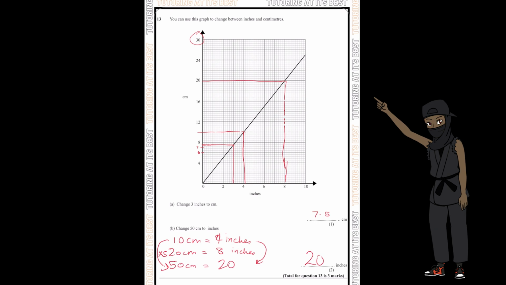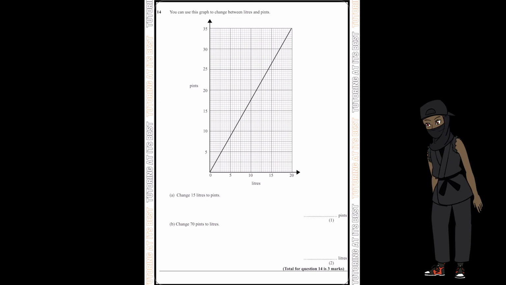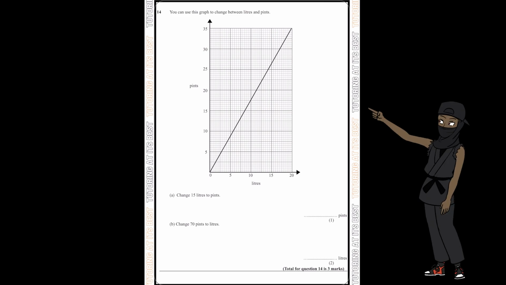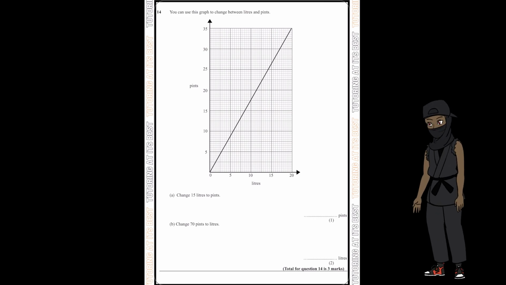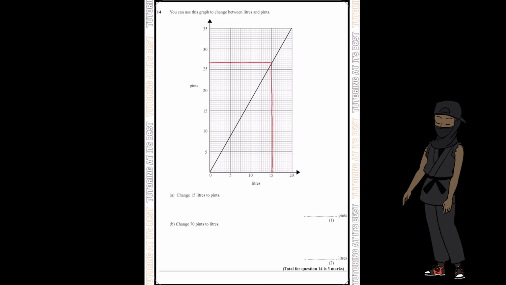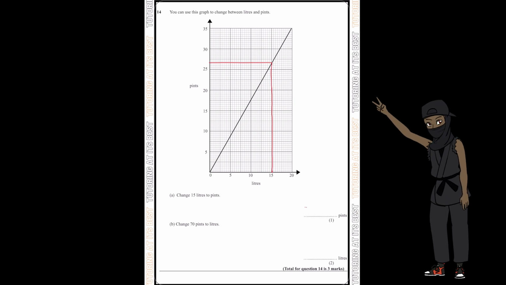And there we are. Let's go for question 14. So again, we can use this graph to change between liters and pints. So we're changing 15 liters to pints here. So we're going to do the same thing. We'll take 15 liters, hit the line, and then we'll move across. And that there would give us within the 26 region. So we'll put 26.4.